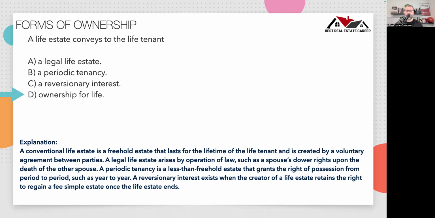A periodic tenancy is a less than freehold estate that grants the right of possession from period to period, such as year to year. A reversionary interest exists when the creator of a life estate retains the right to regain a fee simple estate once the life estate ends.